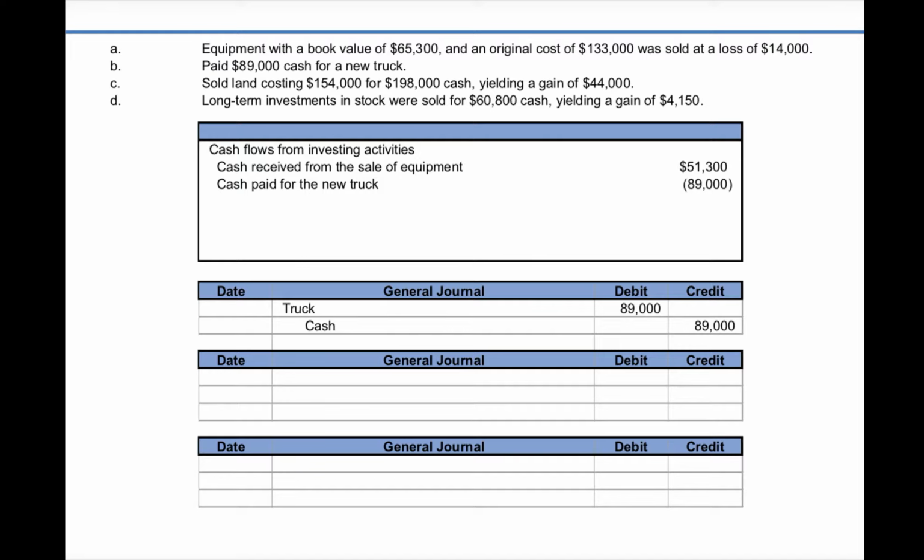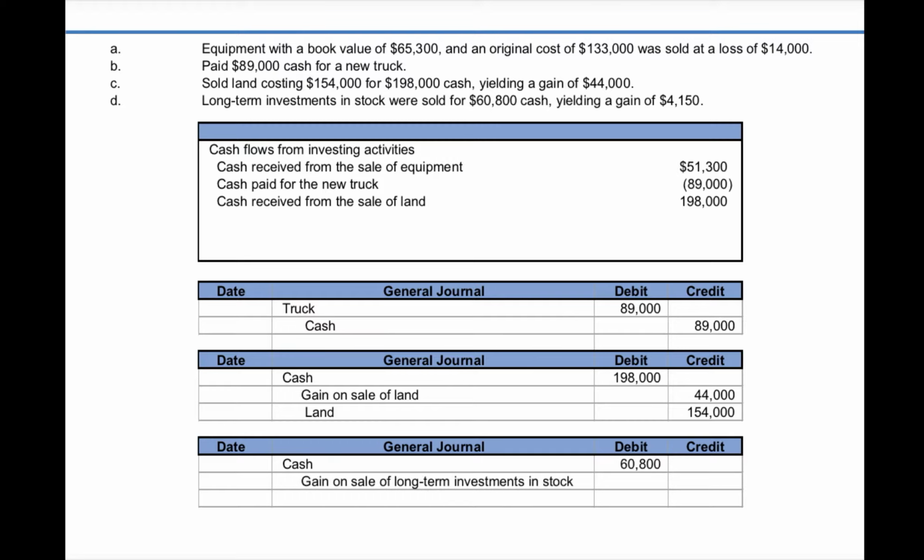Okay, this next part B entry there, pretty straightforward transaction, cash for truck, and we see the cash effects of that there. We've got cash received for the sale of land, so obviously that is affecting cash as well. And then for part D down here, we've got some stock that was sold, yielding a gain, and obviously since that affected cash, that is relevant here.